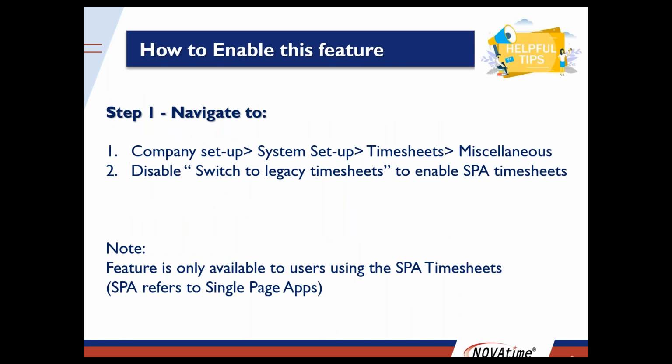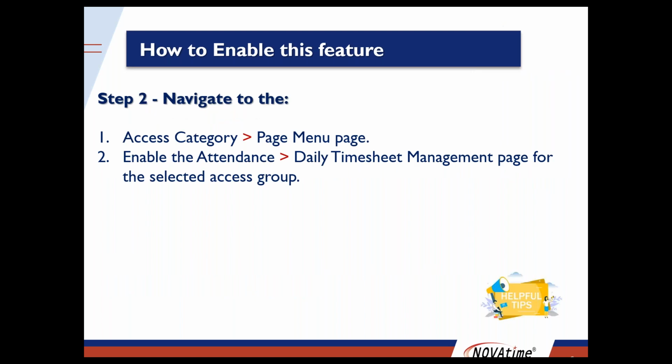So before we dive into the system, I'm going to show you where in the system these features are going to be enabled. If you're a system administrator, you would need to go under the company setup, system setup, timesheets, miscellaneous. And you do need to disable your legacy timesheets and enable the SPA timesheet in order for this feature to work. All right, so that's going to be step number 1.